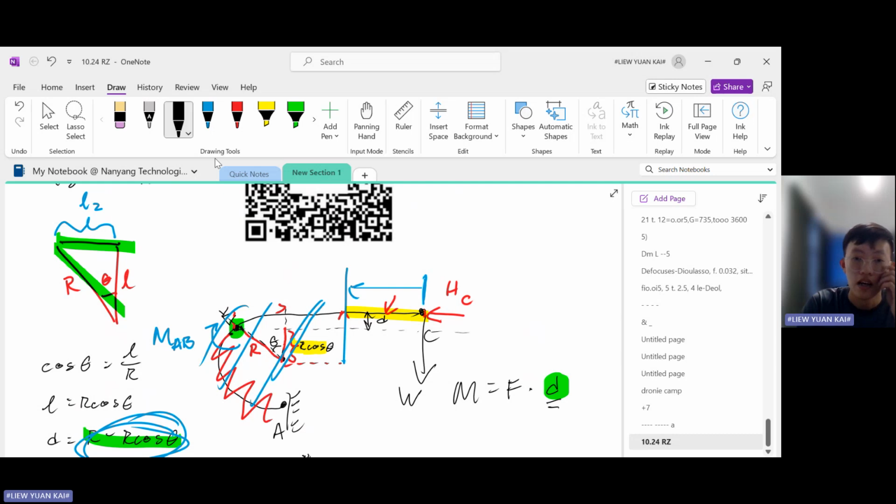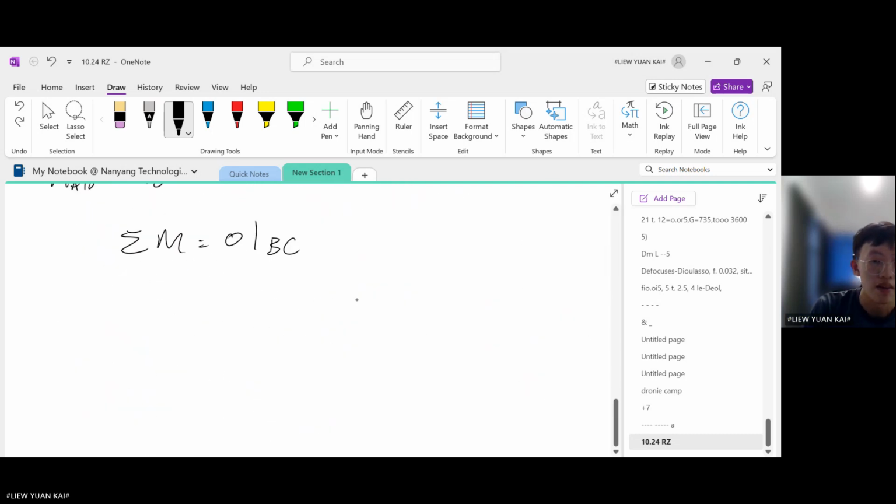Okay, so what I'm gonna do is take moments about this cut. Oh, don't forget the internal moment, right? We must apply an internal moment here, MBC. Okay, so who is gonna cause moments about the cut? First we have MBC, W, and HC, right? So these are the three loads which can potentially cause moments about the cut. So we have MBC. Who else?